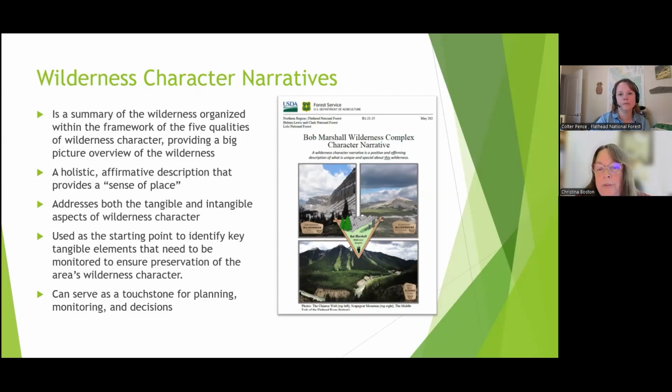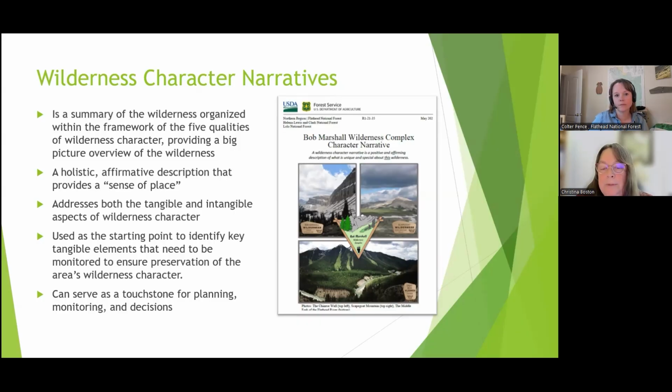The spiritual, symbolic, ethical, philosophical, and other intangible aspects of wilderness character are just as important, if not more important, than the tangible, but we really lack the tools to evaluate the intangible aspects in a way that can be used to feed back into practical management direction.